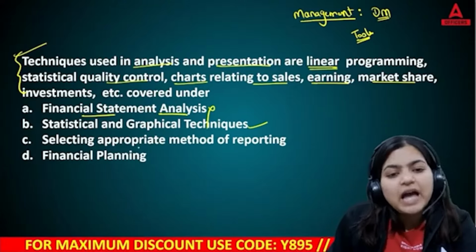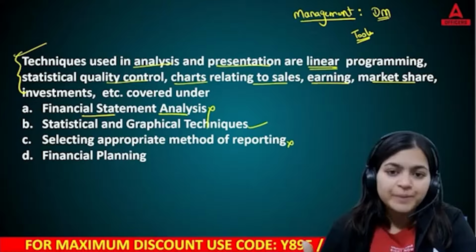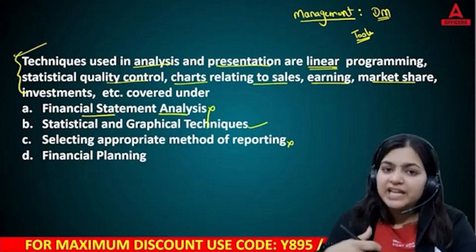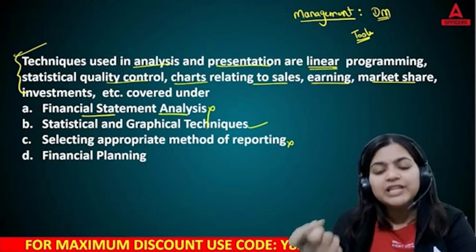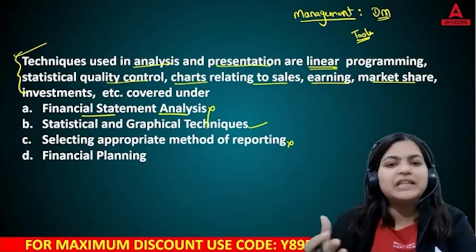Now selecting appropriate method of reporting. Remember, each industry in India works differently. You cannot say that what banking industries are applying, AS or whatever acts they are applying, the same you need to apply in the cement industry. As per your business nature, you need to identify your own methods and then apply them, and as per that you need to report. That is selecting appropriate method of reporting.